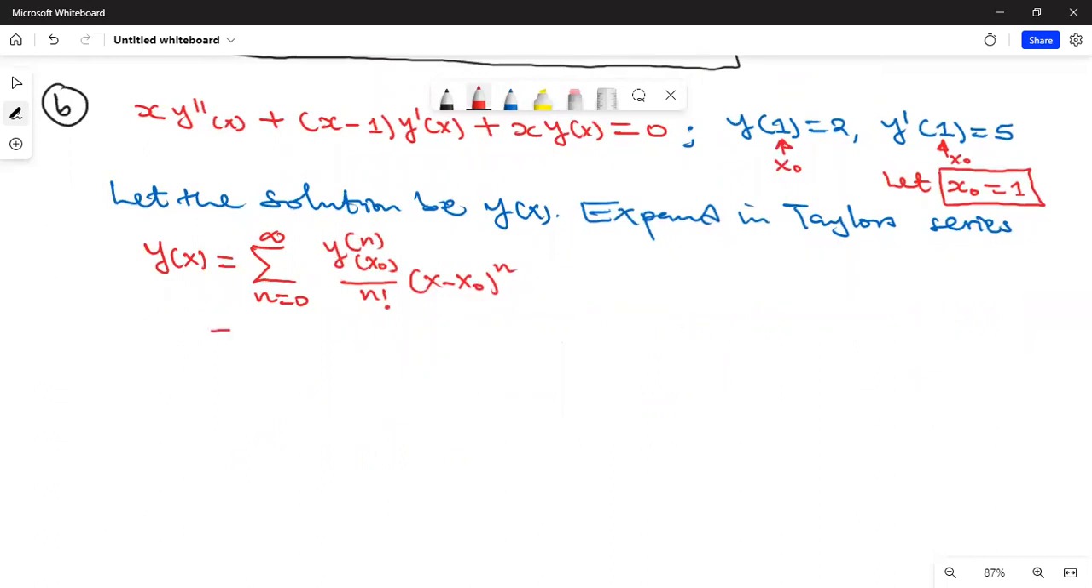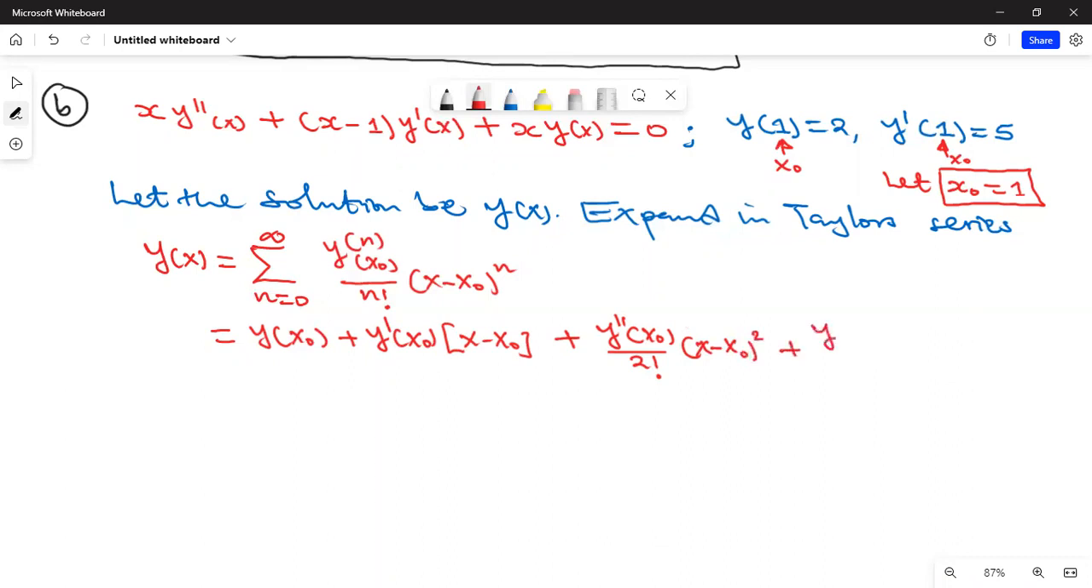So here we can open that summation so that we have y at x naught plus y prime at x naught times (x minus x naught), plus y double prime at x naught over 2 factorial times (x minus x naught) squared, plus y third prime at x naught over 3 factorial times (x minus x naught) cubed, plus so many other terms.